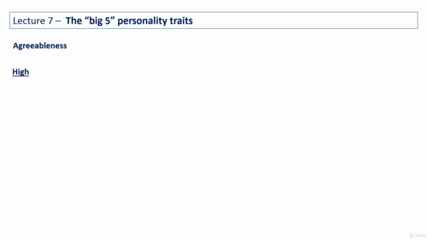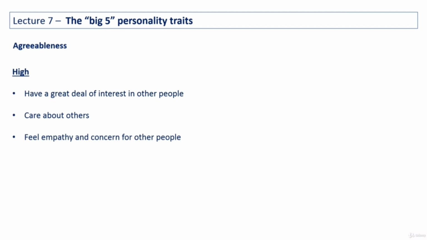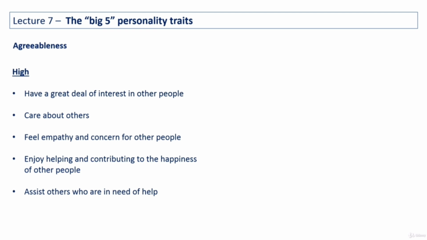So people that are high in agreeableness tend to have a great deal of interest in other people. They care about others. They feel empathy and concern for other people. They enjoy helping and contributing to the happiness of other people. And they assist others who are in need of help.